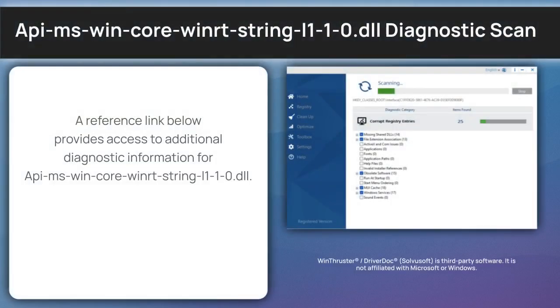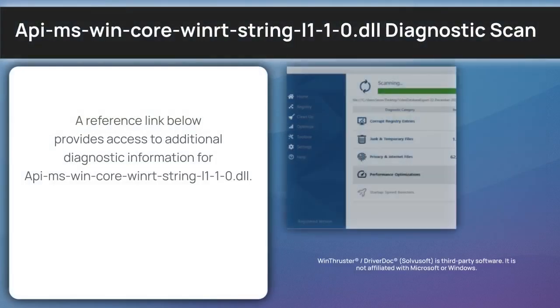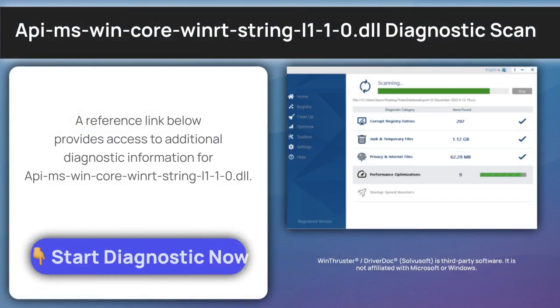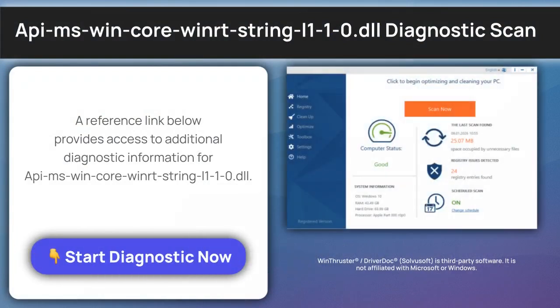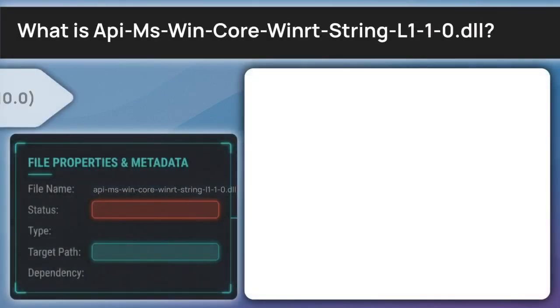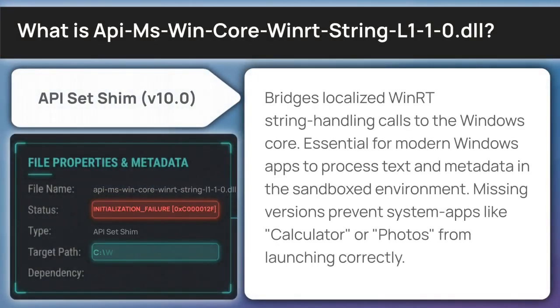To start our guide for WinRT String Library, you can follow the manual steps or use the suggested tool for workstation health. This is the WinRT String Library. Bridges localized WinRT string handling calls to the Windows core, essential for modern Windows apps to process text and metadata in the sandboxed environment. Missing versions prevent system apps like Calculator or Photos from launching correctly.